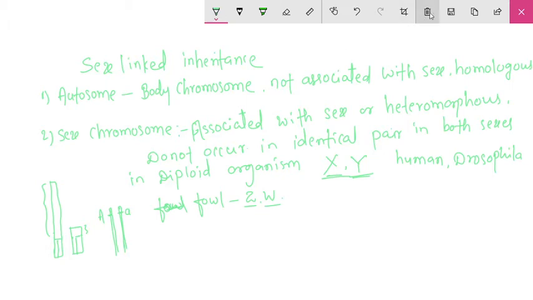Then these sex chromosomes have certain features. Now the inheritance of X linked or sex linked genes, the features of the inheritance of X linked genes.